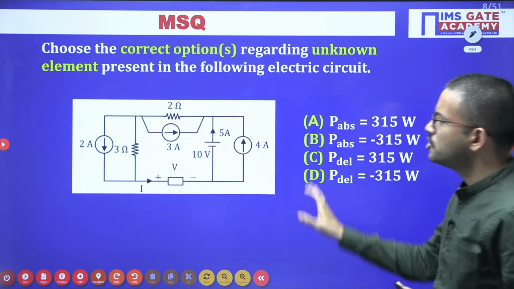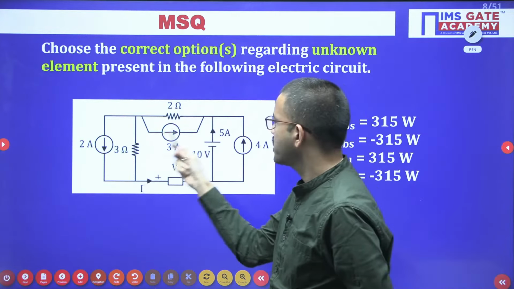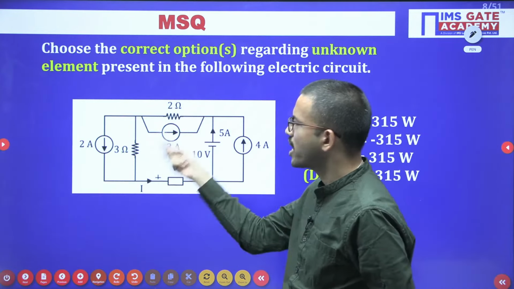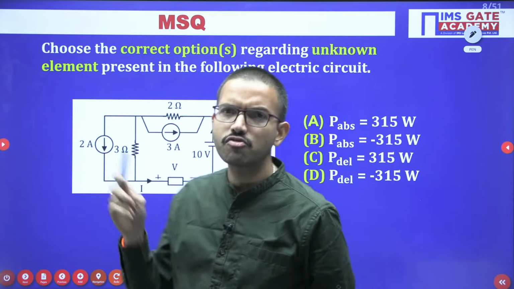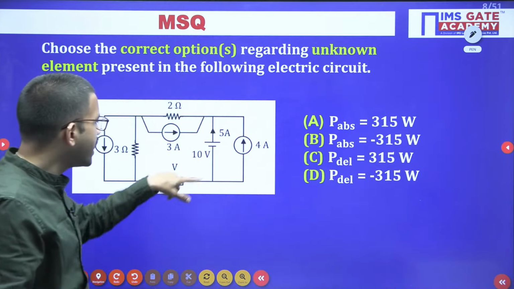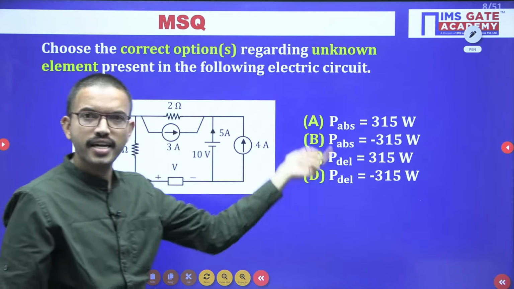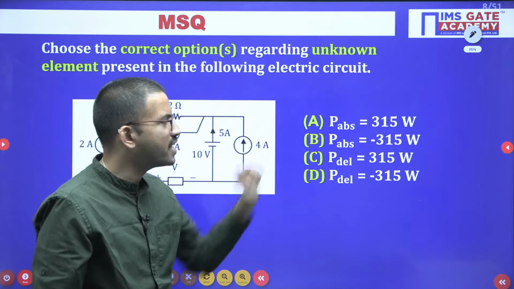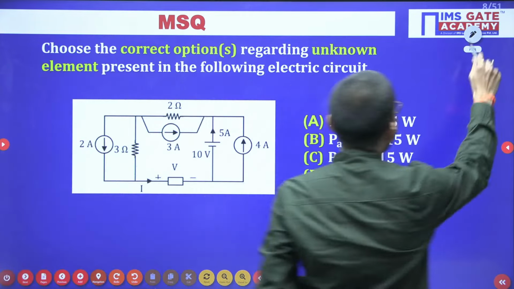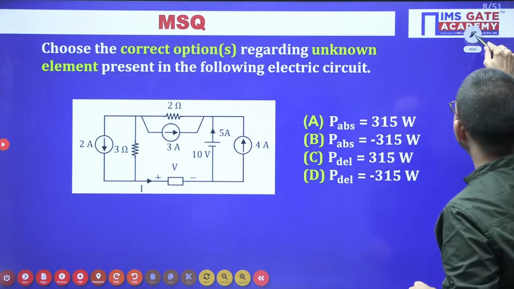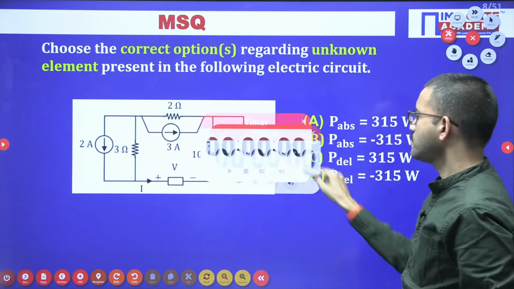In this particular question, you have one circuit diagram, and if you observe, you have current sources, a voltage source, and resistors, and here one element where we don't know whether it is a resistor, a voltage source, or a current source. Regarding this unknown element, you have to identify the correct options. Two options are mentioned regarding absorbing power, and two options regarding delivered power, that is, how much power is delivered across that element. So all of you give it a try.